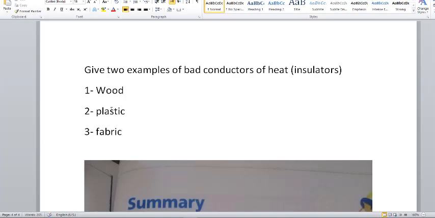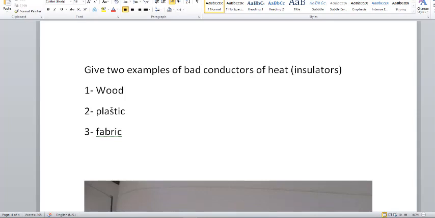Fabric. This is also a bad conductor. This is also an insulator. You can go for the fourth one. Air. Air is also a bad conductor. Air is also an insulator, a bad conductor, which is the same thing. Bad conductor and insulator mean the same thing, okay? These are equal, insulators and bad conductors.